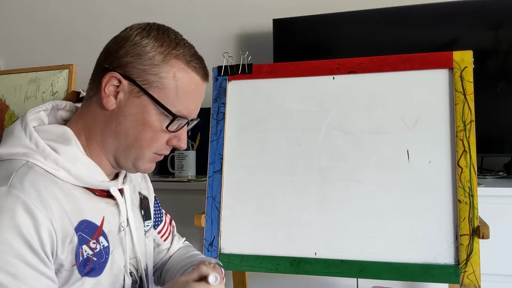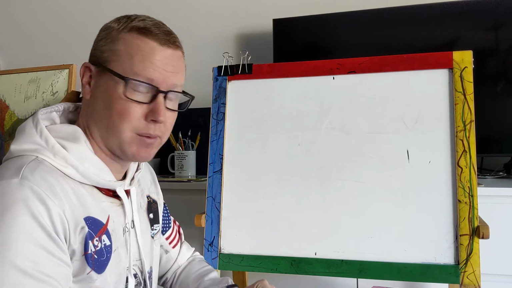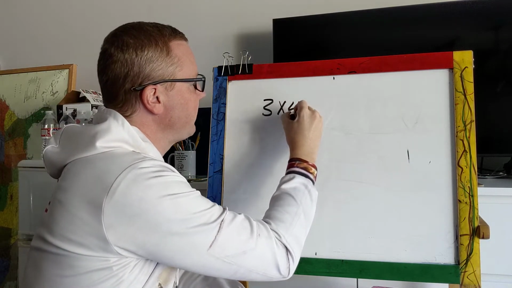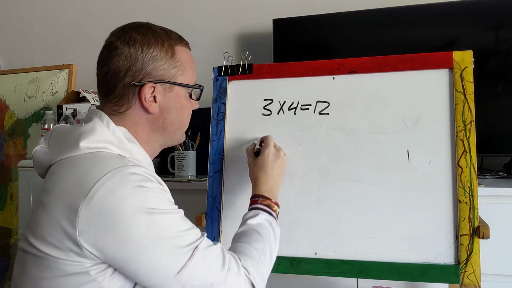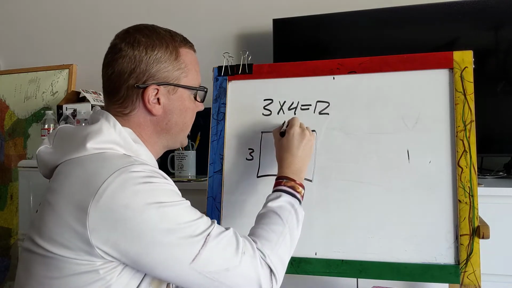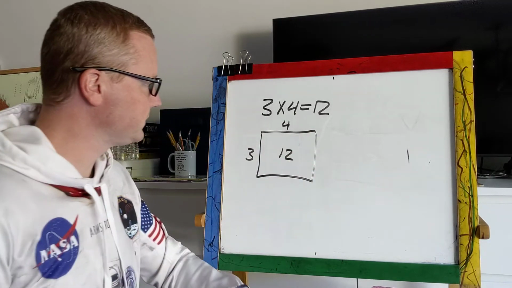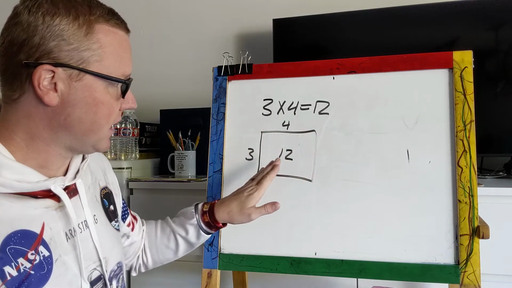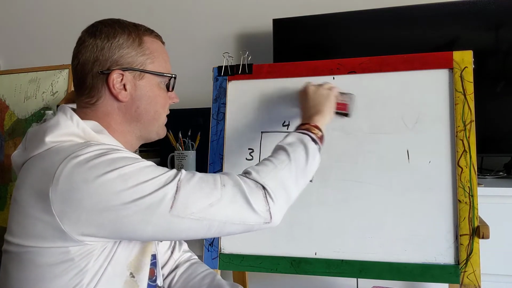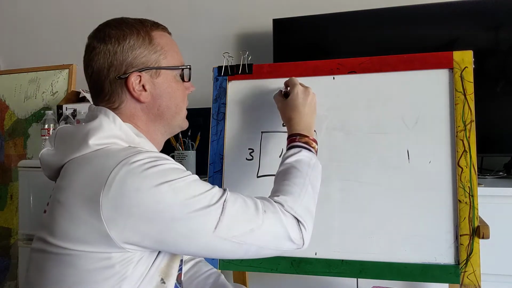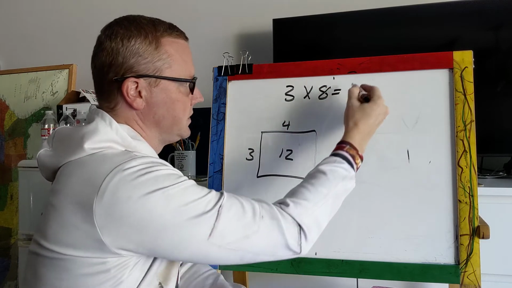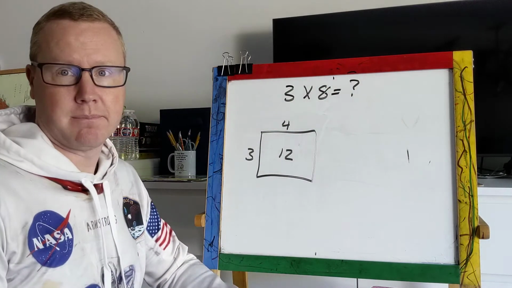This is where I'm going to show you where we're going to start adding stuff. We have 3 times 4 equals 12, and we're showing a 3 and a 4, and it's 12. So this is how we're showing 3 times 4 equals 12. What if I want to have the problem 3 times 8 equals, I don't know yet.